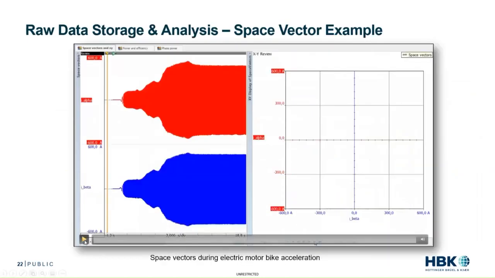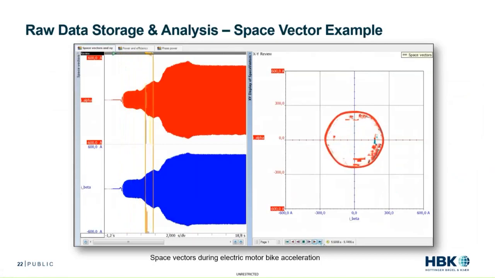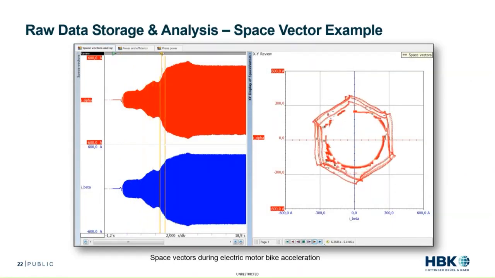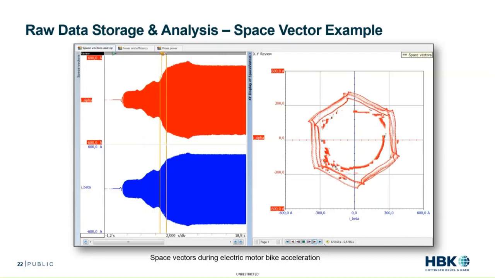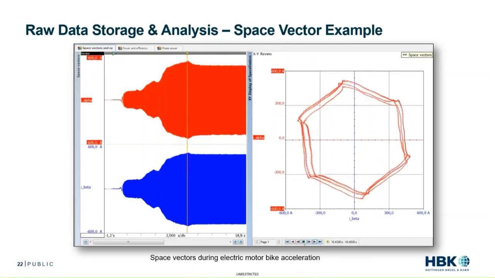So I'll give you kind of an example of what that looks like here. By applying the space vector transformation, it's a bit easier to understand what's going on in the machine, for example. So here I'm displaying the two entities, I alpha and I beta signals, as an XY plot. And this shows any unbalance in the control behavior, in this case during an electric motorbike acceleration. So this can be displayed live, or you can play back the analysis after the test since all the data was recorded.